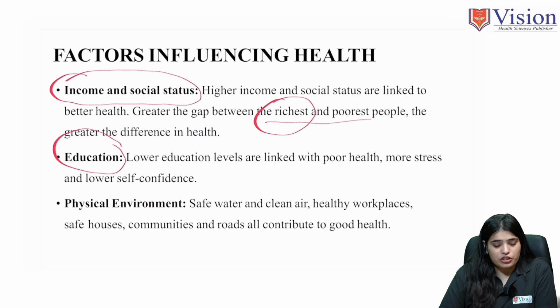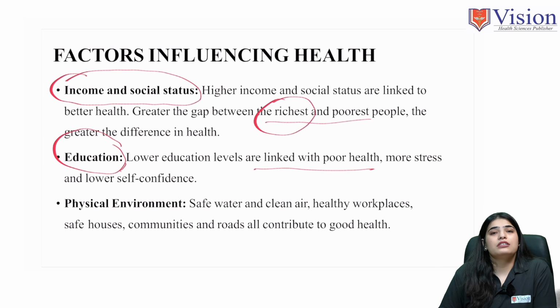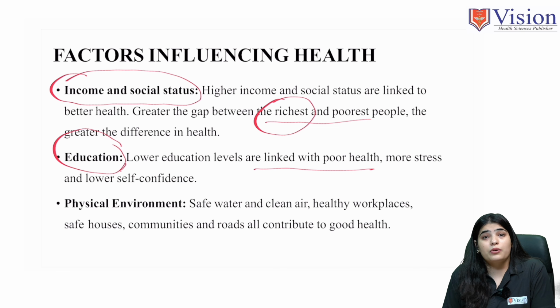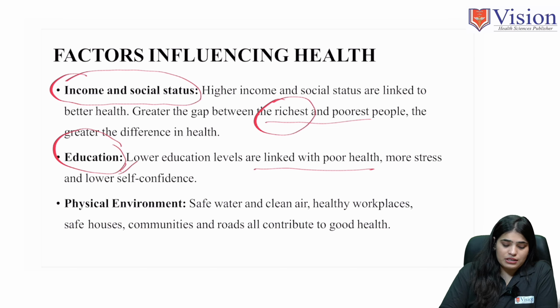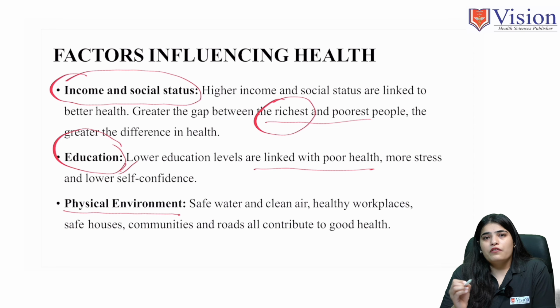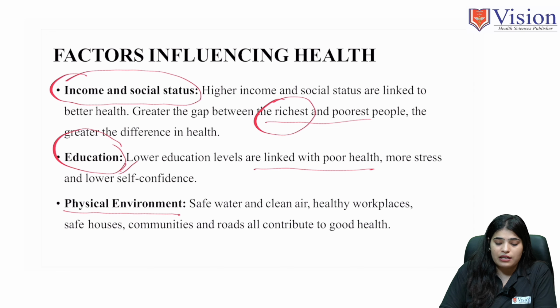The next factor here is education. The lower the level of education, there will be higher disease conditions because the people are not aware about the health. They are not aware about the signs and symptoms associated with a particular disease condition. And that's why education is influencing our health. The next factor here is physical environment. What kind of environment we have, in which house we are living, what kind of sanitation situations are there, that is the physical environment.